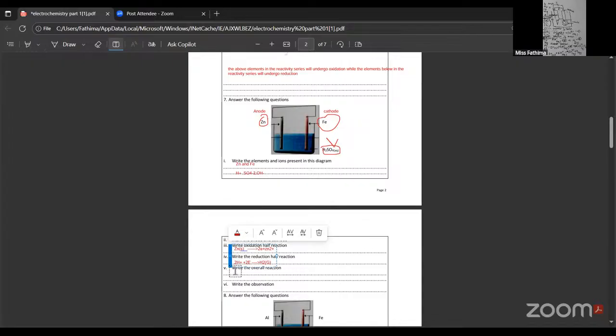Then you have the overall reaction. It is a little hard to type it on the screen. So whatever I wrote, if you get it as the overall reaction, that is perfect. Okay. Did you all get the answers?